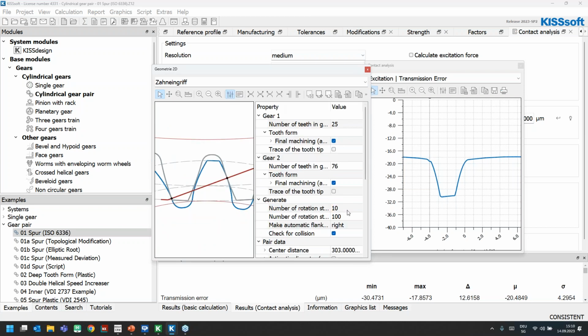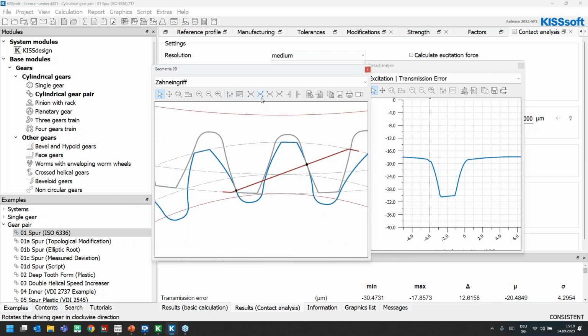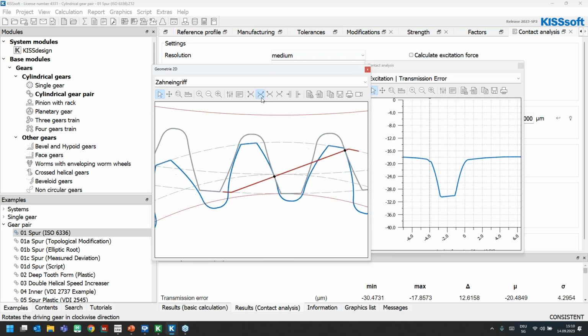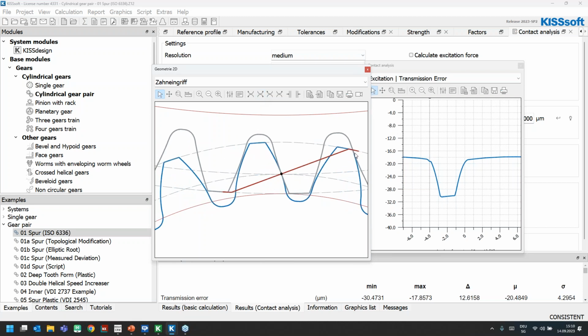Now, if we continue our rotation, I will rotate the gears now. We can see we come to a critical point right here where we lose one tooth, basically. So that means that the mesh stiffness drops, and that's why we see that the transmission error increases. The same effect we can see then in the excitation force.